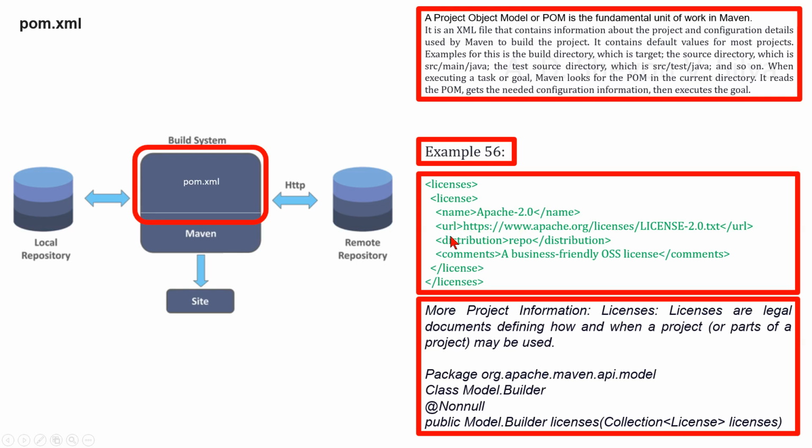Name, URL, and comments are self-explanatory and have been encountered before in other contexts. Using an SPDX identifier as the license name is recommended. The fourth license element is distribution. This describes how the project may be legally distributed. The two standard methods are repo, they may be downloaded from the Maven repository, or manual, they may be manually installed.